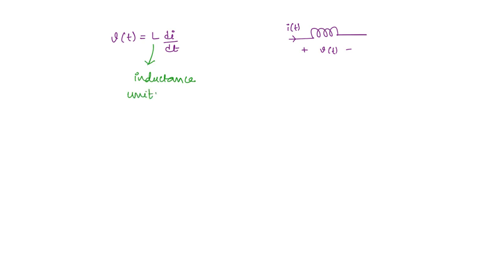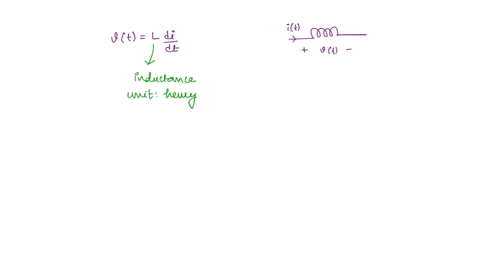Now we will see the VI relationship. The inductor is represented like this. The voltage across it is V of t, and the current is I of t. What is the VI relationship? V of t is equal to L times di by dt, and this L is the inductance, whose unit is Henry.